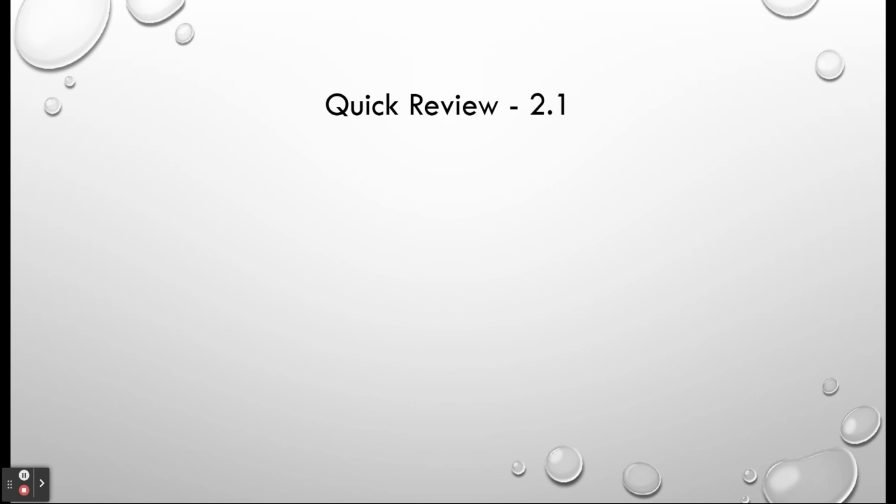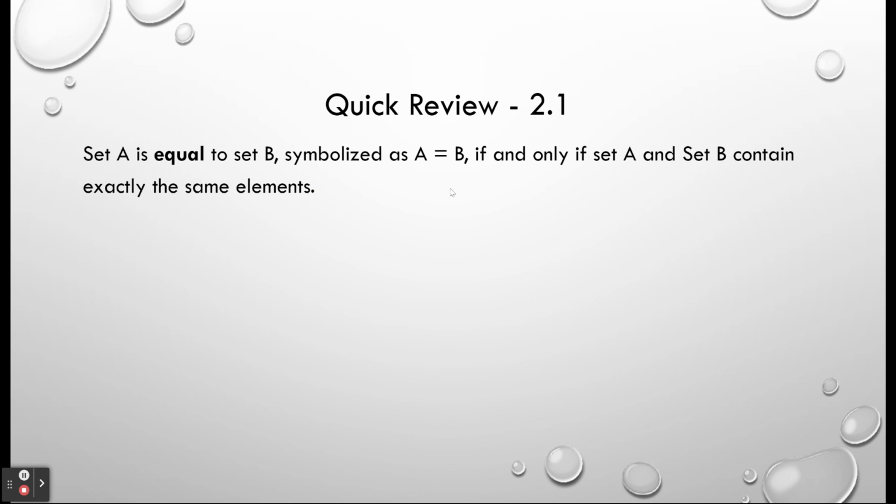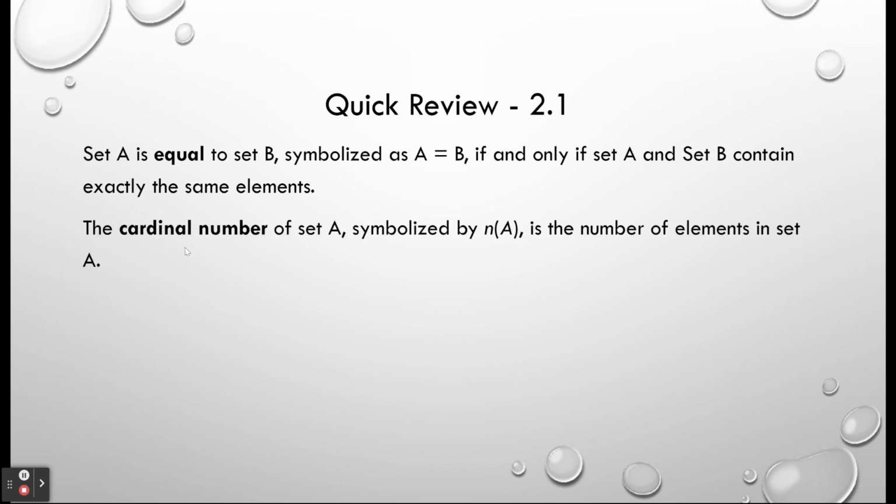Real quick review here of 2.1. Set A is equal to set B, A = B, if and only if sets A and B contain exactly the same elements. The cardinal number of set A, symbolized by n(A), is the number of elements in the set. Set A is equivalent to set B if and only if the cardinal number of A is equal to the cardinal number of B.